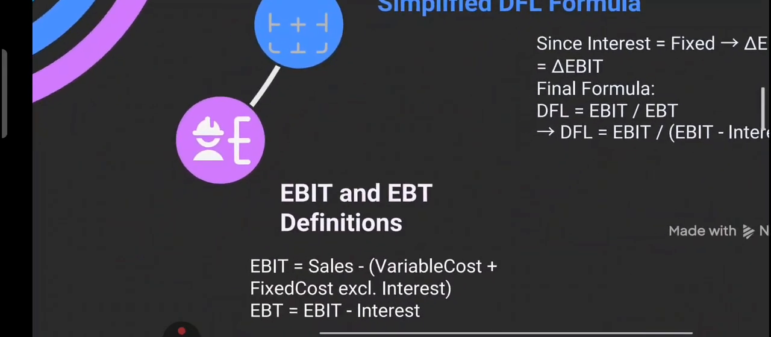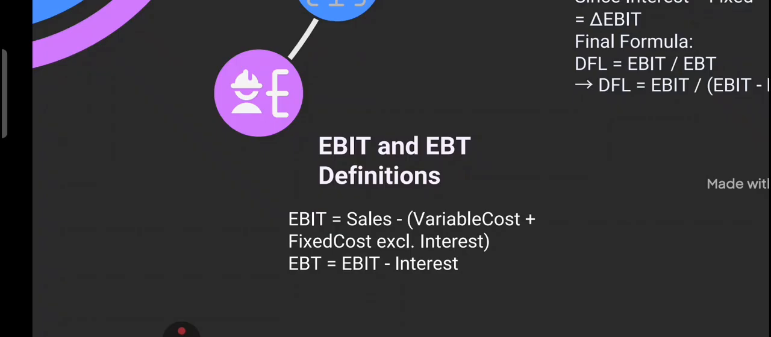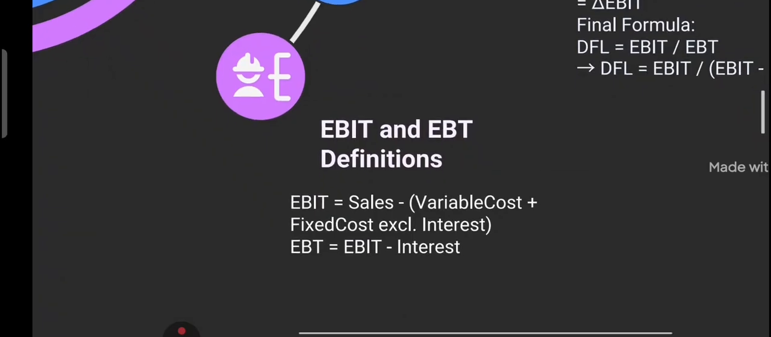And finally, some more important formulas that will help you to solve the problem. Suppose sales is given, variable cost is given, fixed cost is given, and you have been asked to calculate EBIT. How to go about doing that? First of all, you take the sales, you subtract variable cost, and you also subtract the fixed cost excluding interest. Then you will get EBIT.